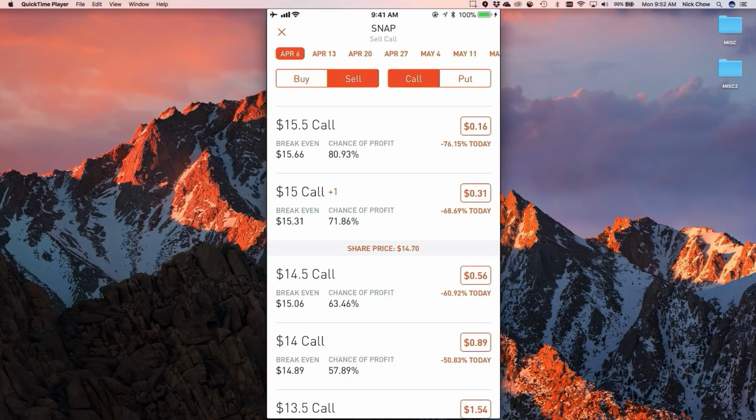If you're day trading weeklies or something that's expiring this week, the odds are against you. It's not just the price. There's theta, there's time decay, so just keep that in mind. But these are just the basics of buying and selling options on here. There's a lot more advanced features.